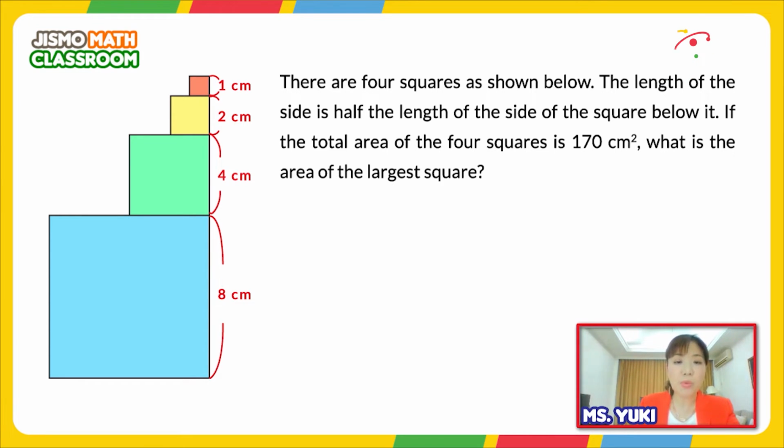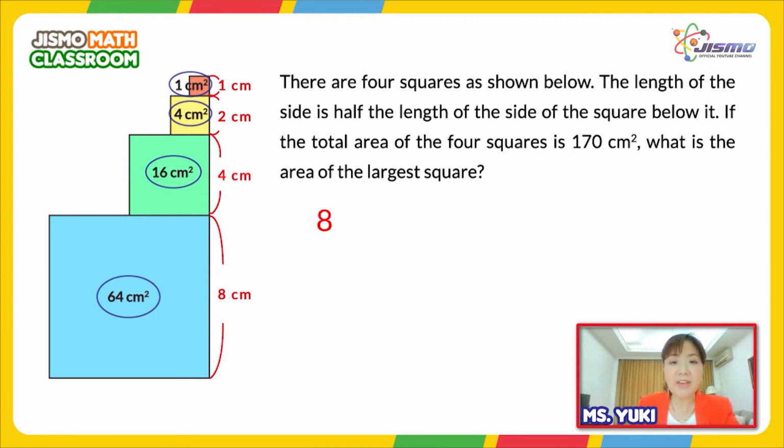The smallest square is 1 by 1, giving us an area of 1 square centimeter. The next square is 2 by 2, which is 4 square centimeters. And the third square is 4 by 4, which gives us 16 square centimeters. And the largest square, 8 by 8, has an area of 64 square centimeters. Now we sum them up. We get a total of 85 square centimeters.